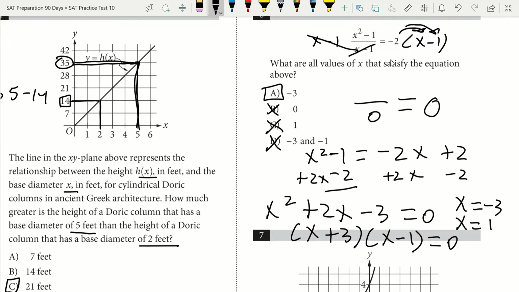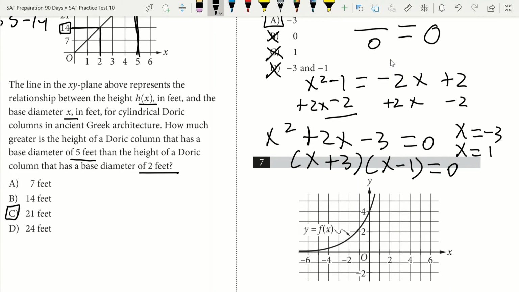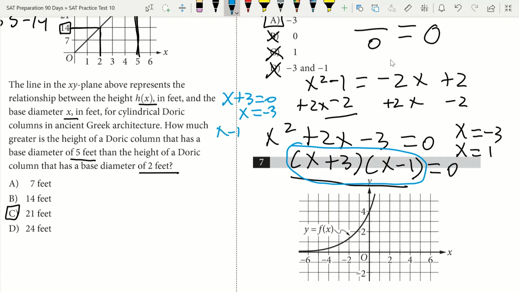Okay, if you're just wondering how I got x equals -3 and x equals 1 from this right here, I'll put it in blue so you can see it better. From x plus 3 and this x minus 1, that's just because you set those equal to 0. So you would just take x plus 3, set it equal to 0, subtract 3 from each side, get x equals -3. You would take x minus 1, set it equal to 0, and you would get x equals 1. Okay, so that's just how I got those ones.